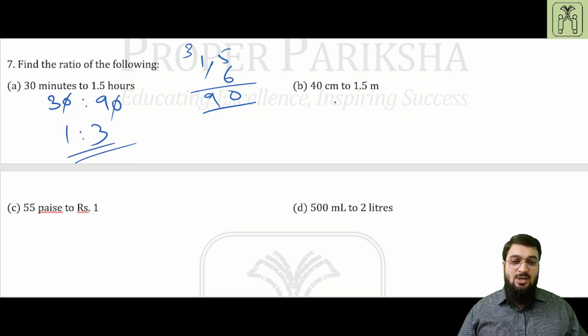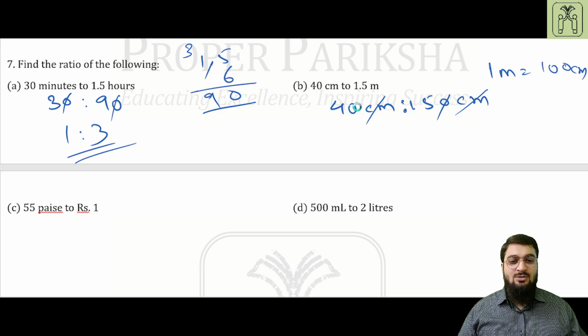Coming to the next part, 40 centimeter is to 1.5 meter, and that will become how much centimeter? 1 meter is equal to 100 centimeter. That will become 150 centimeter. Centimeter cancelled out. 0 0 cancelled out. 4 is to 15 is your answer.